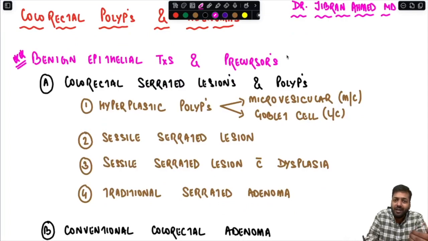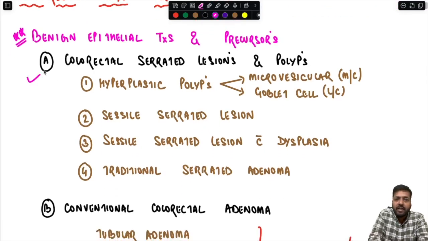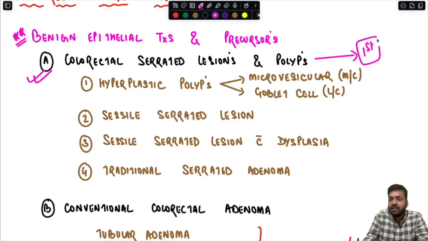Before we go into the details of today's lecture, first we will see the basic classification of the different kinds of polyps which are arising in the colorectum. So basically we are having benign epithelial tumors and precursors mainly. In the first group, we are having the colorectal serrated lesions and polyps, which is the basic point of discussion of today's lecture. So this will be covered in the first lecture only. That is, in today's session, we will cover in detail the colorectal serrated lesions and polyps, and remember, serrated lesion itself is asked as a long answer question in the exam.